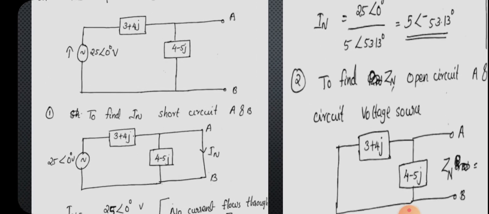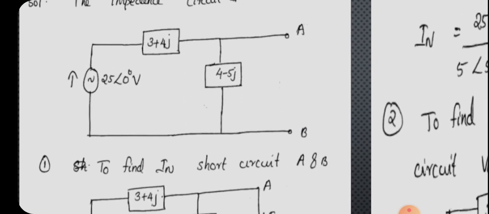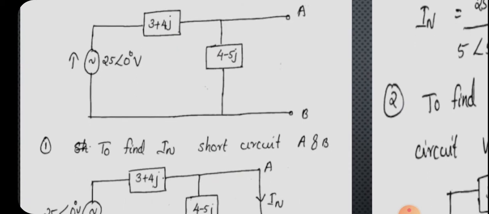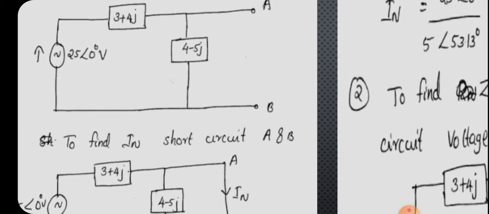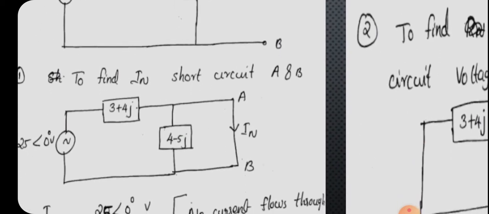So the impedance circuit will look like this. First of all we can draw the voltage source, and in the second case we can draw the first impedance as 3 plus j4, and the other impedance 4 minus j5, and the terminals A and B are open circuited. And for applying the Norton's theorem, we know that first of all we have to place a short circuit between the terminals A and B. So the short circuit is placed here, and the current through the short circuit is IN.